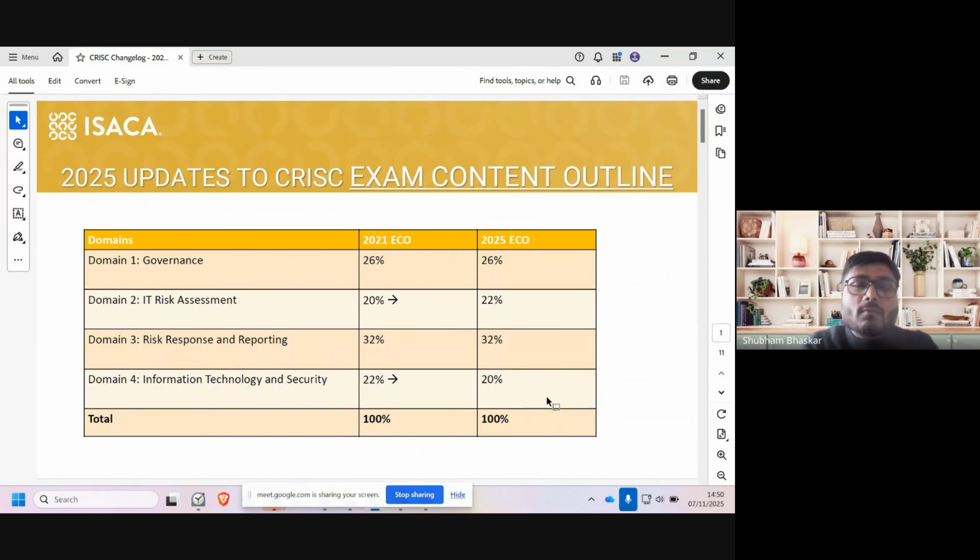So before we start the serious journey, I wanted to quickly give you an idea of something you might already be knowing. How many domains are there in ISACA? Well, there are 4 domains. Domain 1 is governance. Domain 2 is IT risk assessment. Domain 3 is IT risk response and reporting. Domain 4 is information technology and security.